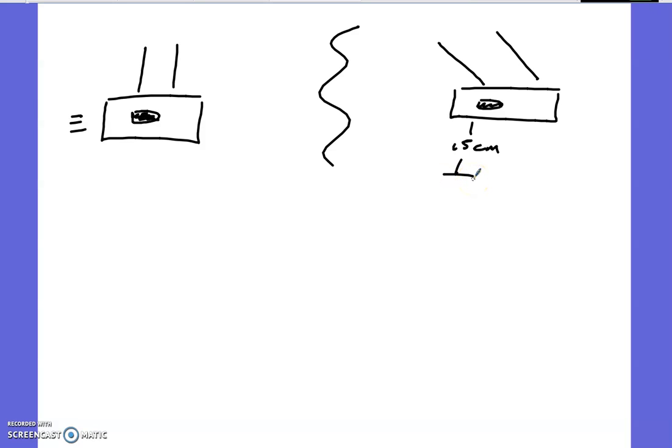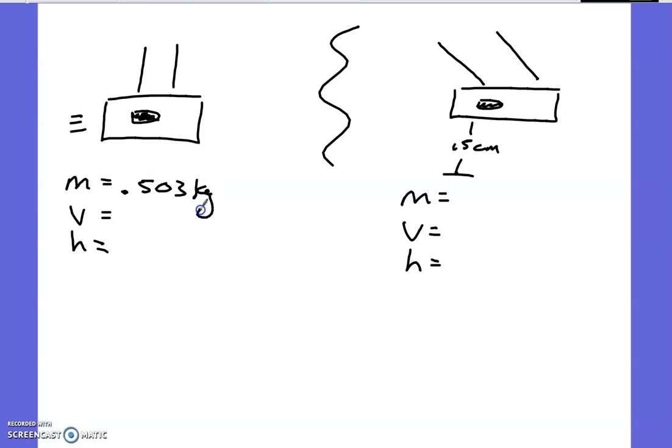Now, in doing a conservation of energy, we're going to talk about the mass and the speed and the height, both in the beginning and at the end. And for this situation here, the beginning is right after the collision, and the end is right when it's reached its highest point of 15 centimeters. Now the mass in the beginning is 0.503 kilograms. It is both the bullet and the wood combined. And at the end, they're still combined, so the mass is still 0.503 kilograms.